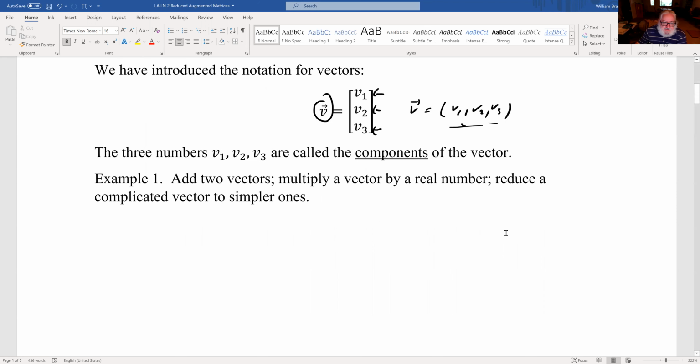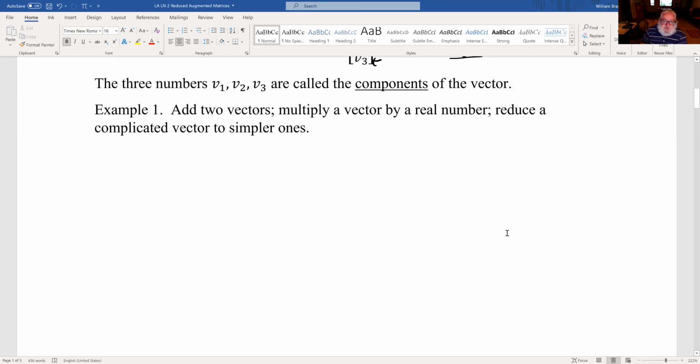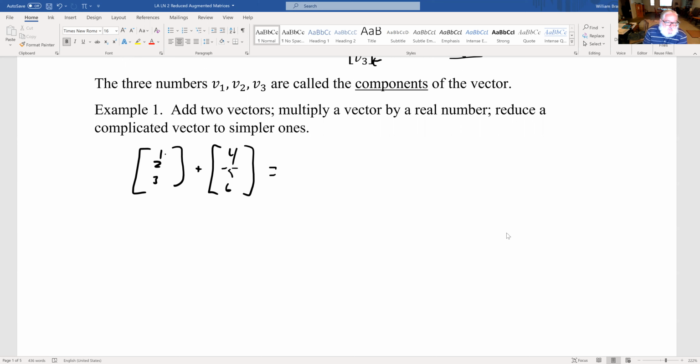So what can we do with vectors? You can add them, you can multiply them by real numbers, you can reduce complicated ones to simpler ones. How do we add two vectors or subtract them? Here's two vectors, for example. You can add them. 1 plus 4 is 5. 2 minus 5 is minus 3. 3 plus 6 is 9. So you just add the components together.